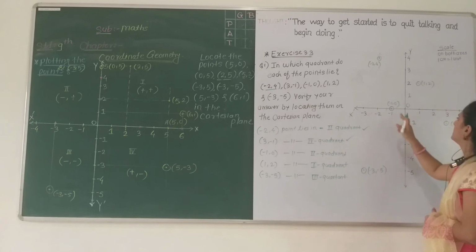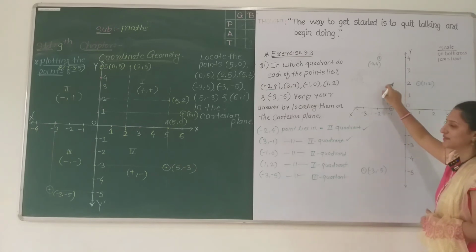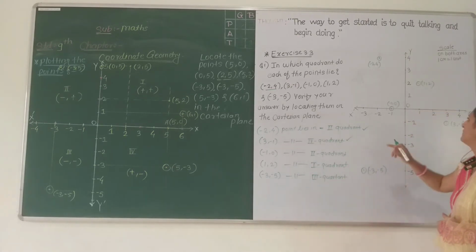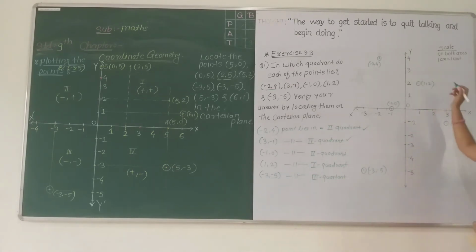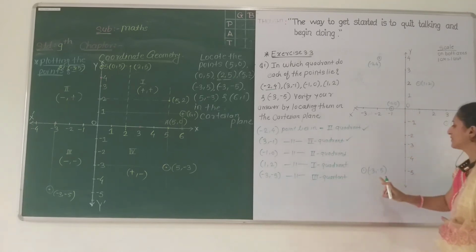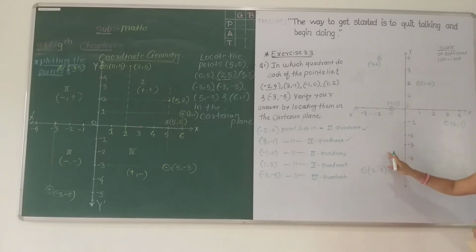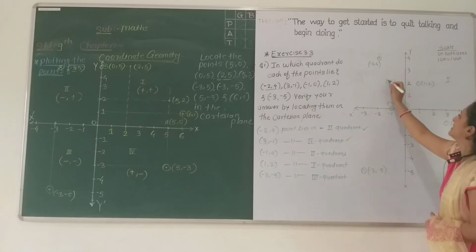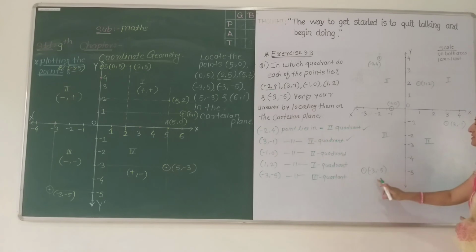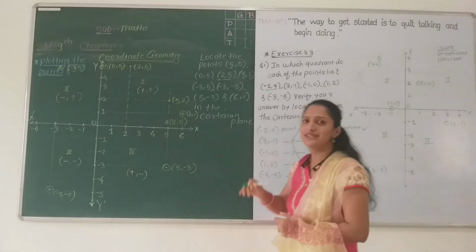Negative 1, 0 is on the second quadrant side, right? 1, 2 is in the first quadrant. And negative 3, negative 5 is in the third quadrant. This is the first, second, third and fourth quadrant. And here the point negative 3, negative 5 lies in the third quadrant. That means our answer is correct.